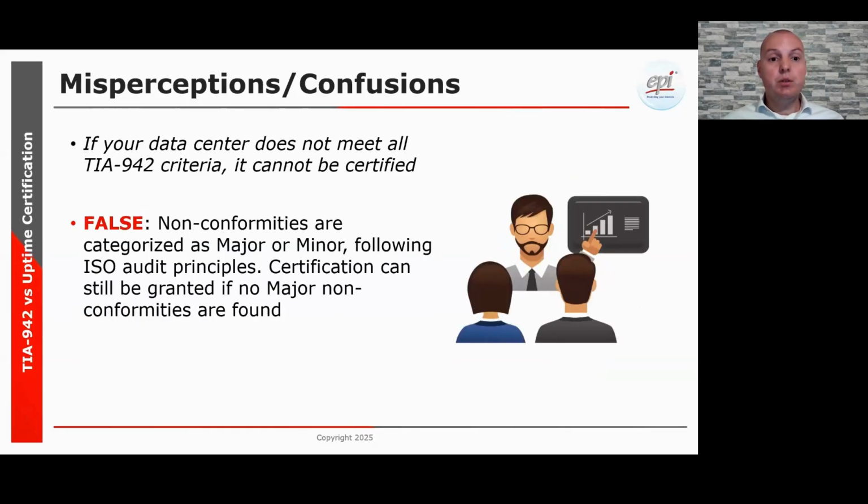If your data center does not meet all requirements, the TIA-942 cannot be certified. This is simply false. Non-conformities are categorized in two ways: major and minor. And following the ISO audit principles, certification can still be granted if no major nonconformities are found in the data center during this auditing.